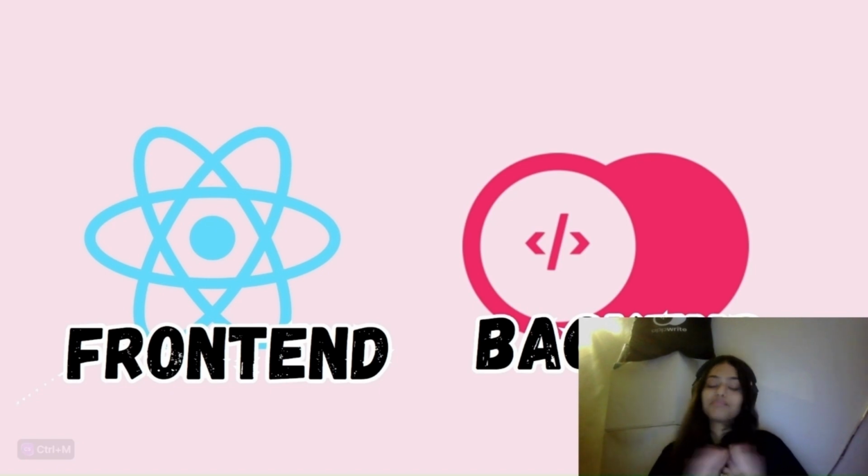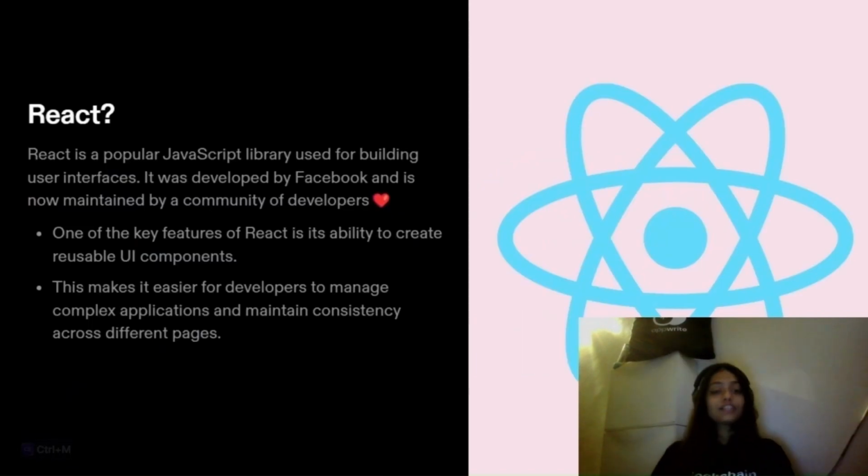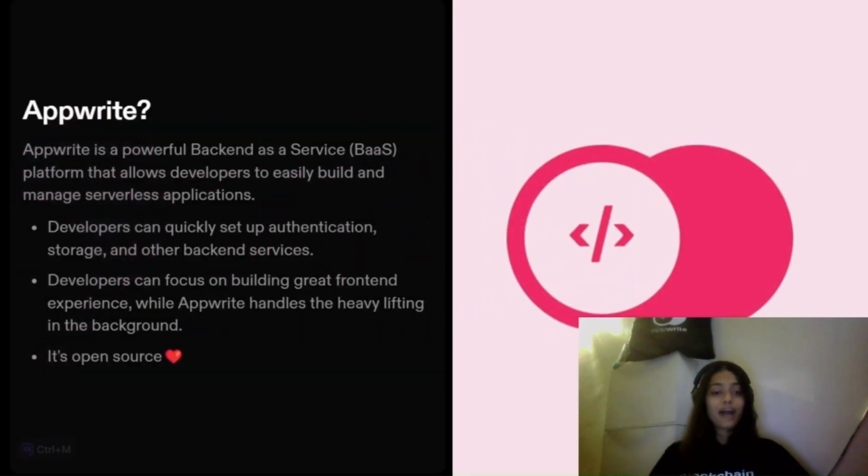And for the really new developers out there, if you don't know what React is, it's a JavaScript library built by Facebook, and you can create reusable UI components. Now, what does that mean? Let's assume you're building your application the traditional way and you have to add a nav bar in each of your pages. You will have to repeat the code again and again. But with React, you can just create a separate component and call it in the other pages, which makes life so much easier. And then we have Appwrite.